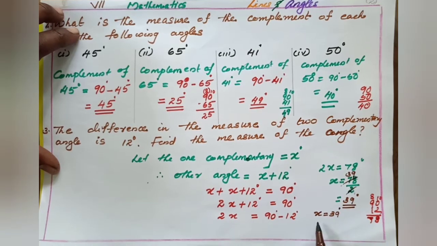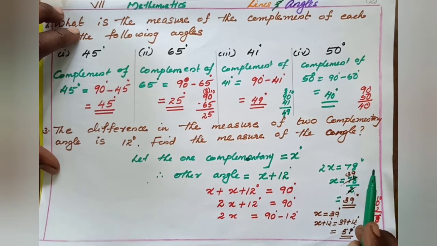So the second angle, x plus 12 degree, is 39 plus 12 degree. 39 plus 12: 9 plus 2 is 11, 1 balance. 3 plus the balance 1 is 4, plus 1 is 5. 51 degree. Adding 39 plus 51: 9 plus 1 is 10, 1 balance. 3 plus 1 is 4, plus 5, 90 degree.